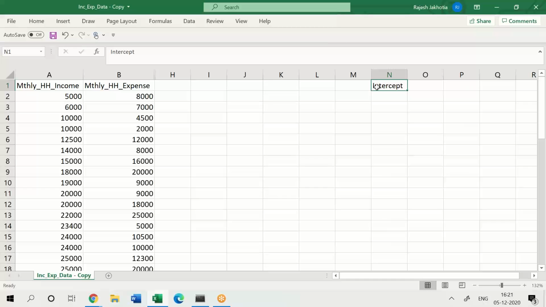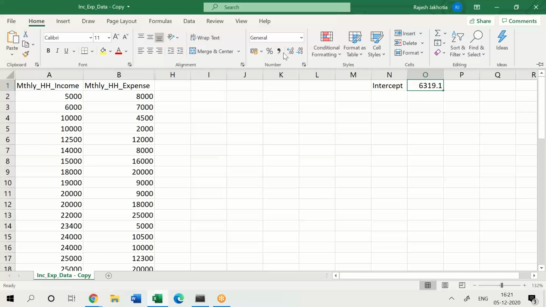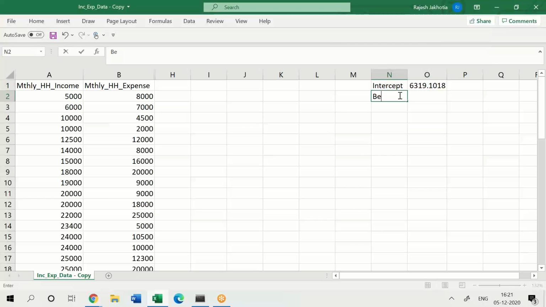Somewhere here I'll make a note of the intercept. The number which we copied, let me just paste it: 619.1018. Let me show it to 4 decimal places. This is the number we copied. And the beta was 0.3008.